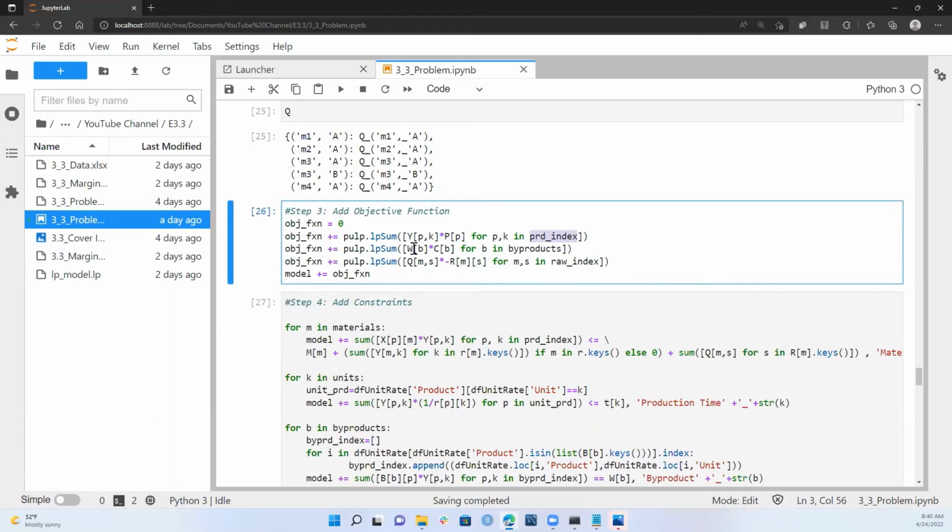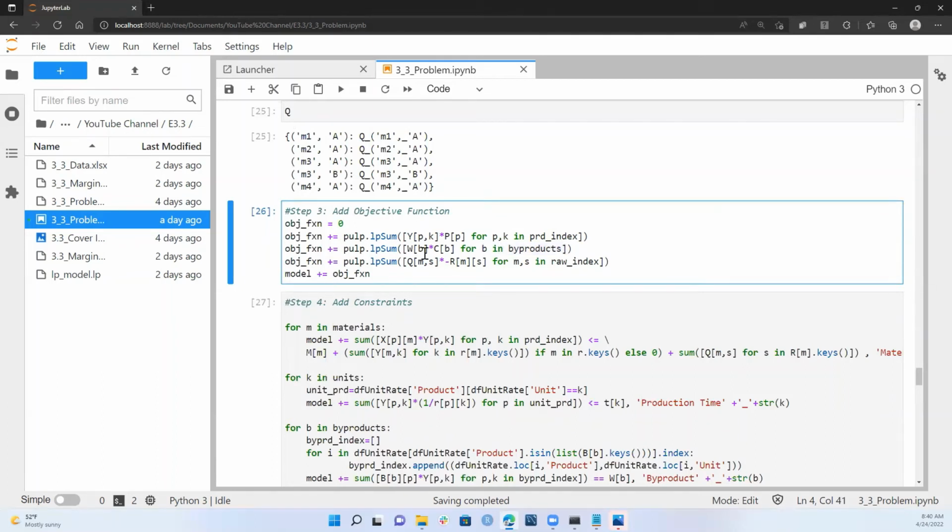We're going to do the same thing down here for the next term, which is going to represent a cost, or a negative contribution to our objective. So we're going to sum up the amount of byproduct W sub B multiplied by the cost of that byproduct, C sub B, for all byproducts in our model.